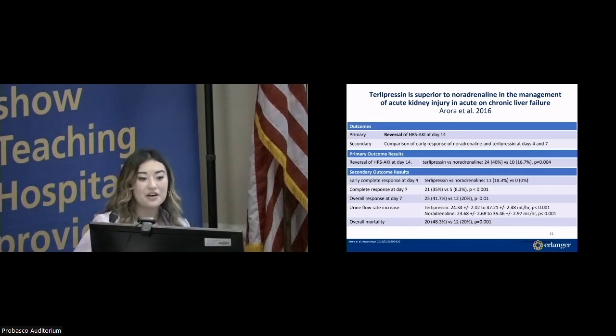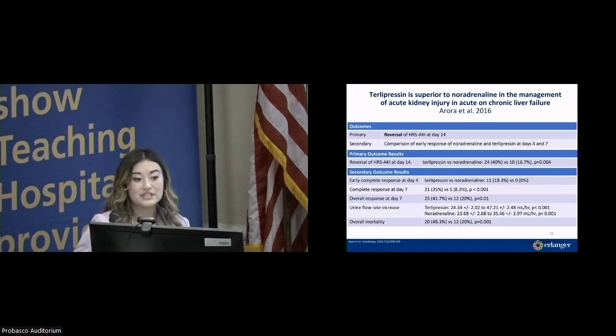The primary outcome of this study was reversal of HRS-AKI at day 14, which differed from prior studies, where we were only looking at serum creatinine reduction. The primary outcome demonstrated that terlipressin versus norepinephrine had a 40% versus 16.7% difference of reversal of AKI.